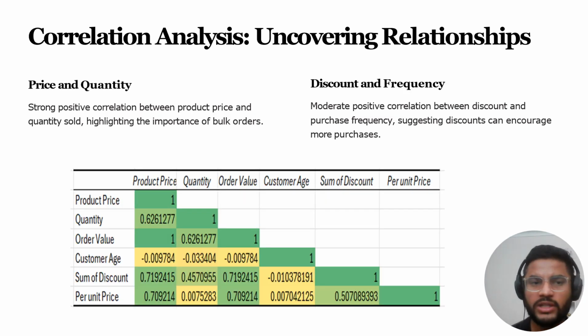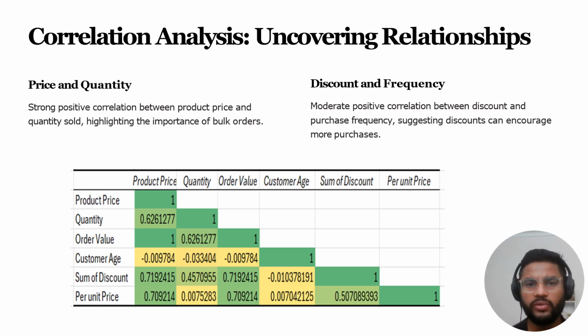So this slide shows the correlation analysis uncovering relationships. The first relation we found out was price and quantity. There was a positive correlation among these measures, product price and quantity sold. It highlights the importance of bulk orders. Why should we order items in bulk? That's the relation. Second thing we found out was discounting frequency.